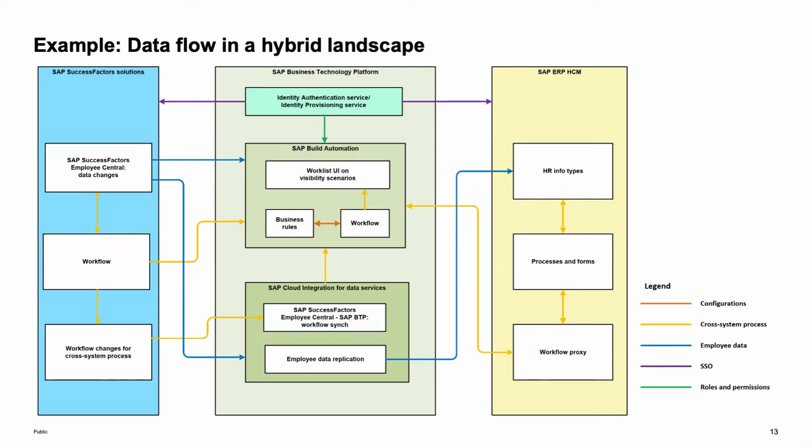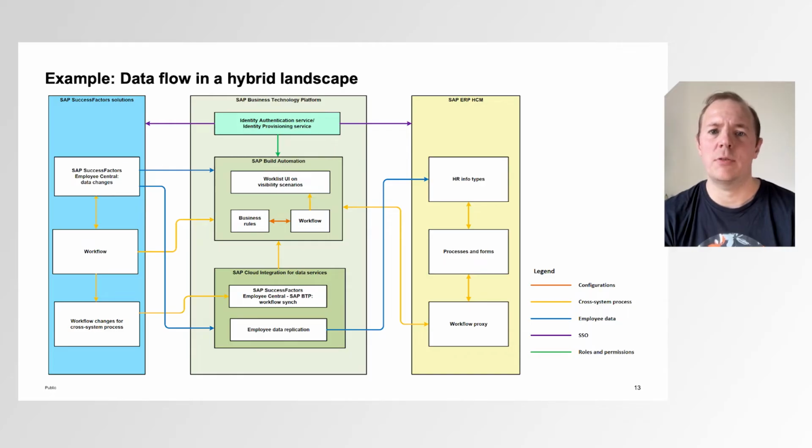This is an example data flow for a cross-system workflow. It contains SuccessFactors, ERP HCM, and BTP. The cross-system process is kicked off in SuccessFactors by a data change, which triggers a workflow. Workflow changes in SuccessFactors are synchronized to the workflow capability of SAP Build Process Automation by an integration flow running on SAP Cloud Integration. The workflow capability offers automatic data synchronization to process visibility.